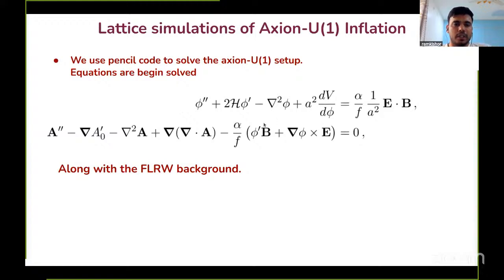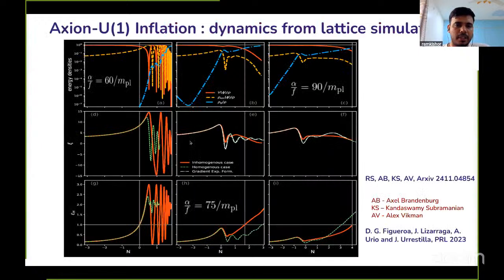So we solve basically the dynamics of the axion field and the gauge fields on the lattice. Let me quickly show the dynamics of this model for different couplings between the axion and the U(1) field. Let me start with the case where the coupling is not that large, so that the back reaction does not become important during inflation itself.